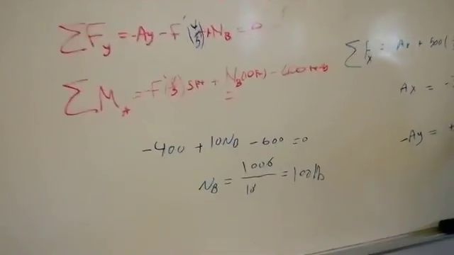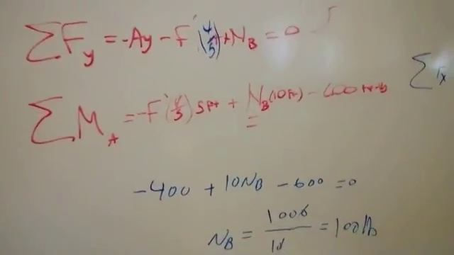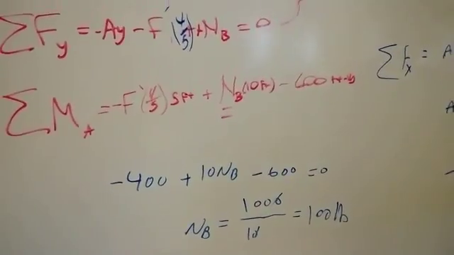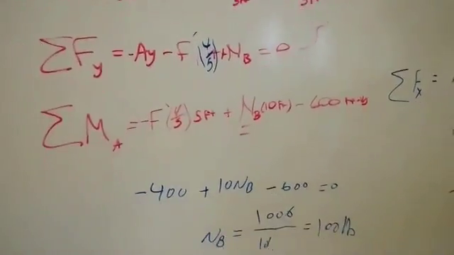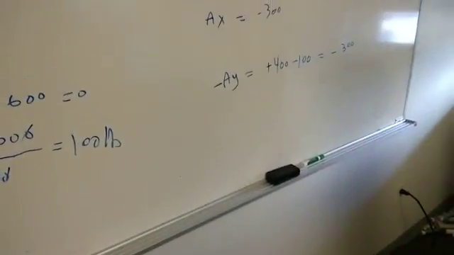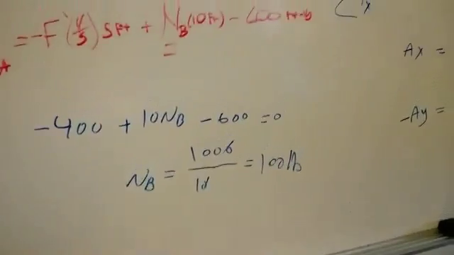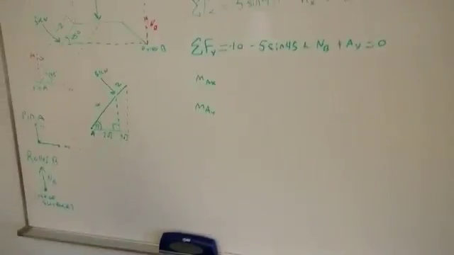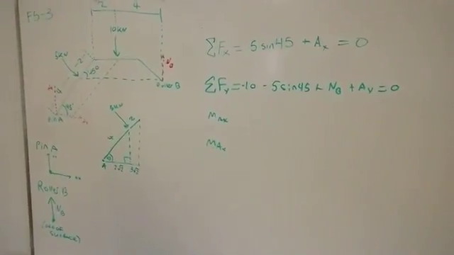So NB is 100. Does that seem good? Yeah, NB's 100. That makes sense, right? It's minus 300. AY is minus 300. Okay. Sounds good to me. Oh, you bring up NB. Yeah, I don't know why that happened.